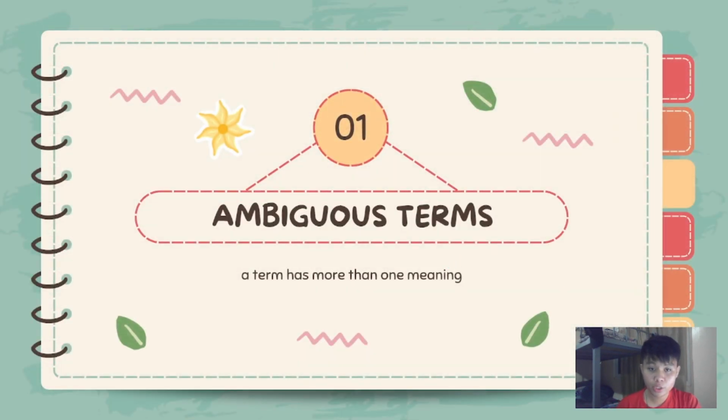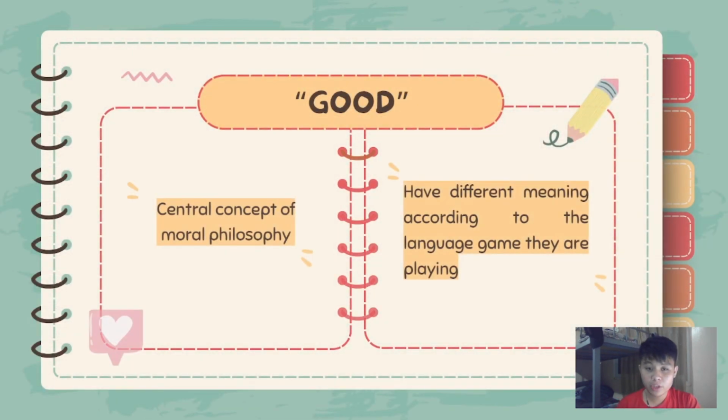Ambiguous means that a term has more than one meaning or many uses. In philosophy, we have a very ambiguous term, namely the evaluated term good. When we say an evaluated term, it can mean different things to different people. What you think is good might be different from what others think is good. This is the central concept of moral philosophy.